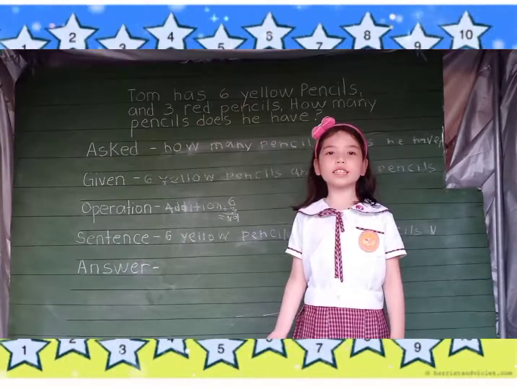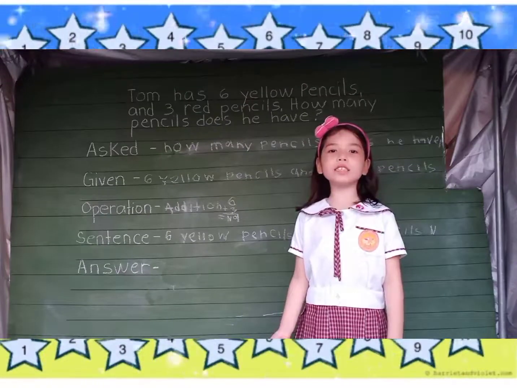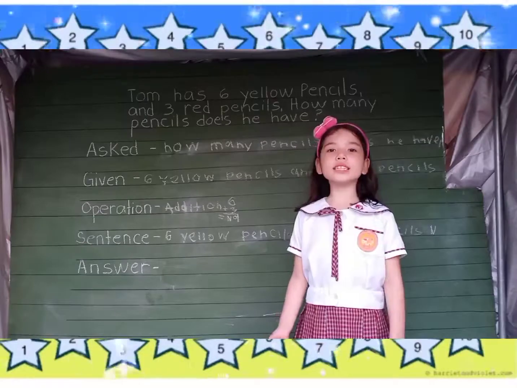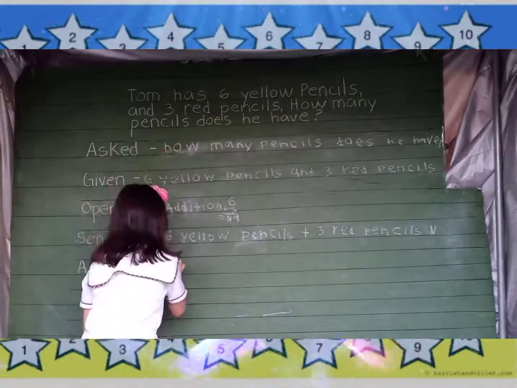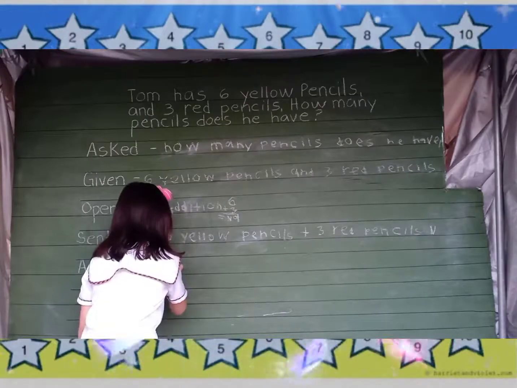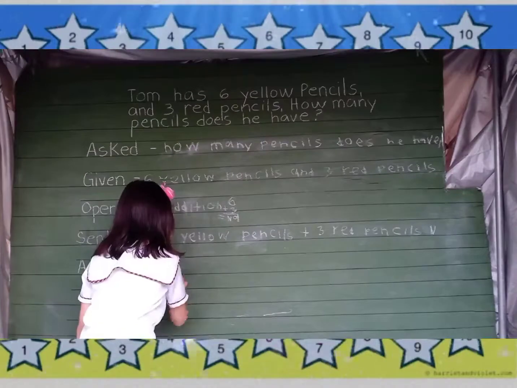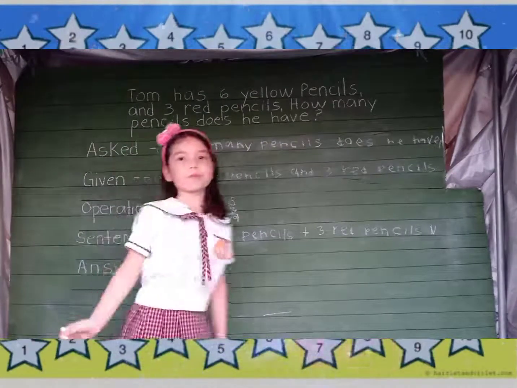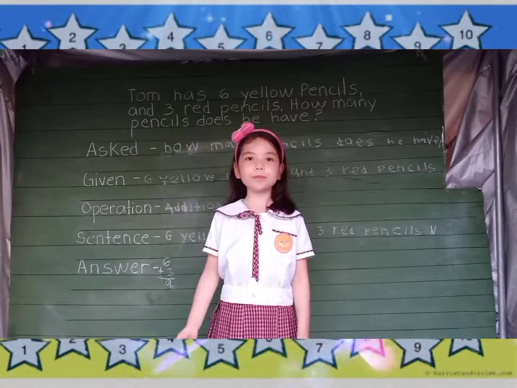The sentence: 6 yellow pencils plus 3 red pencils. The next one is the answer. 6 plus 3 equals 9.